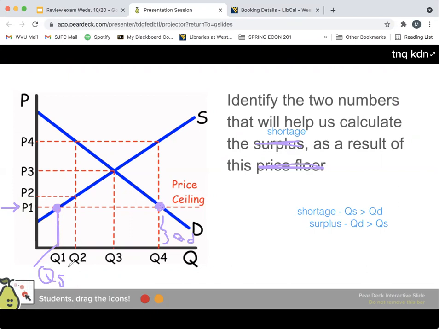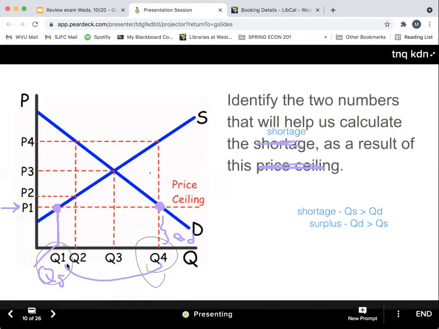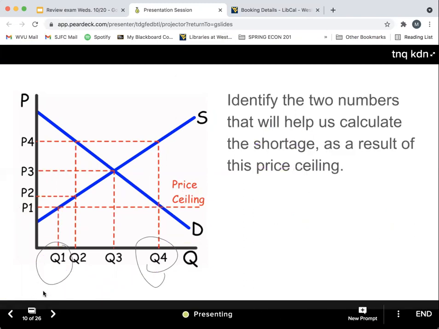So as a result, this Q1 and this Q4 are going to be the two numbers that we use to find the difference between them, to calculate how much shortage, how many people are left without this good that want this good, right? All right, if we go to the next slide, it's going to show us that: Q1, Q4. All right, let's clear all the drawings.